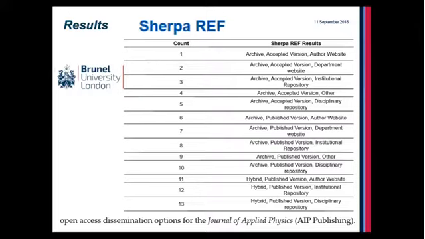So this example that we cite in the paper is the OA dissemination options for the Journal of Applied Physics. As you can see here, it has up to 13 open access scenarios, not counting when you have multiple authors possibly considering different OA routes. So the complexities and range of publisher policies combined with funder and institutional policies may create opportunities for duplication in OA locations.